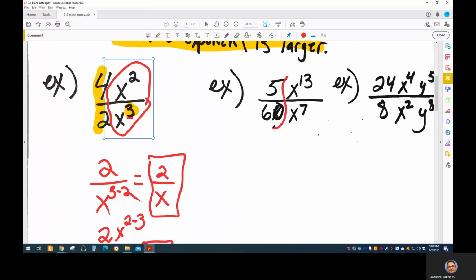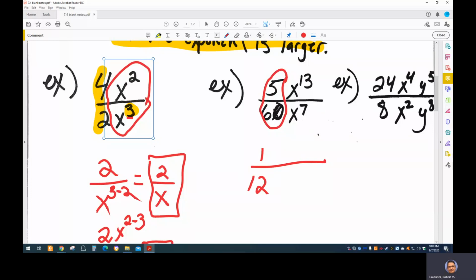We deal with the coefficients first. 5 divided by 60. Well, 5 goes into 5 one time. 5 goes into 60 how many times? Let's think. 5, 10, 15, 20, 25, 30, 35, 40, 45, 50, 55, 60. 12 times. If you have to count by 5s to get there, go for it. Whenever we don't have a calculator, we have to do what we have to do.